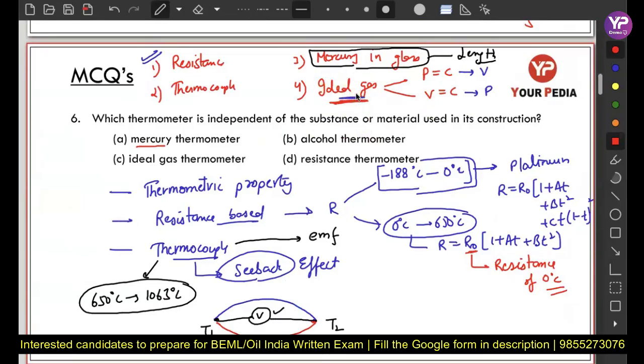In the case of an ideal gas thermometer, it does not depend on which reference fluid you are using, because there the ideal gas equation is applicable. So the only condition is that the equation PV equal to mRT has to be followed here. That is an important condition. So it is independent of the material of construction. So option number C will be the correct answer. Any doubt? If you have any doubt, please let me know.